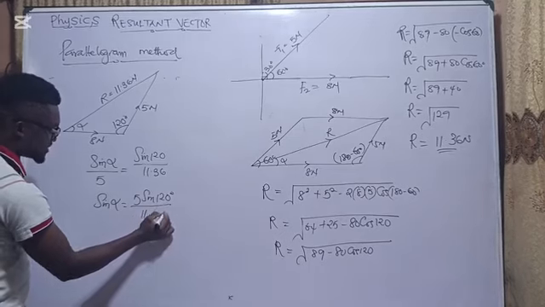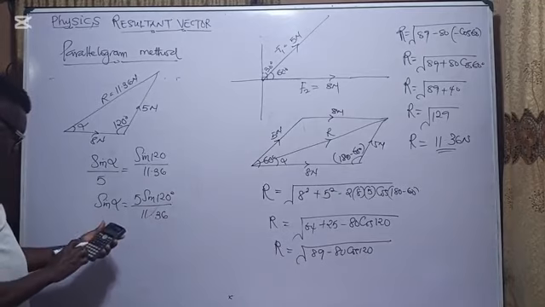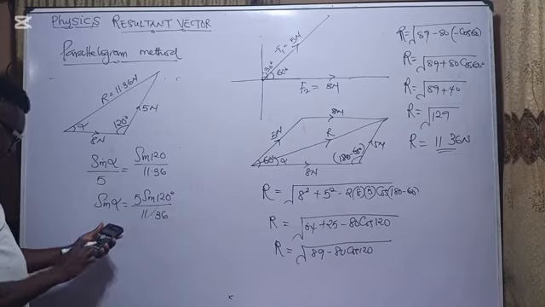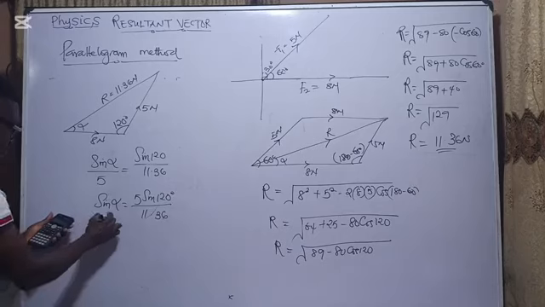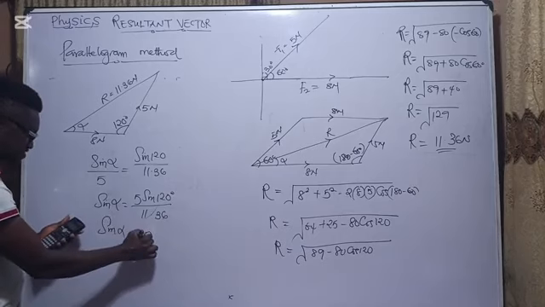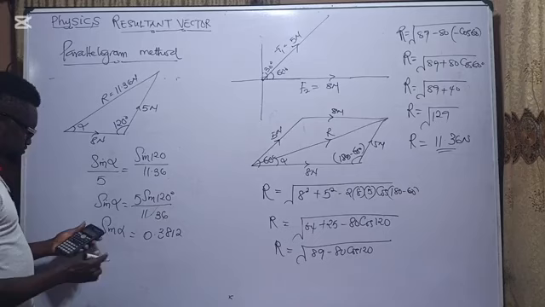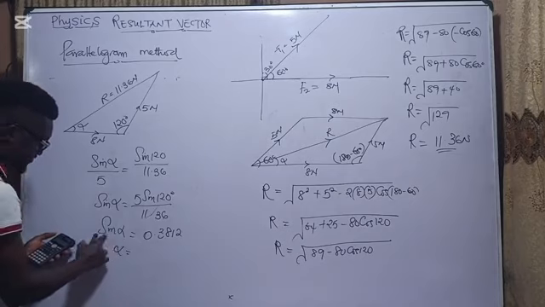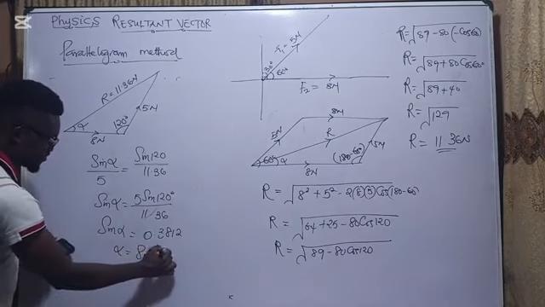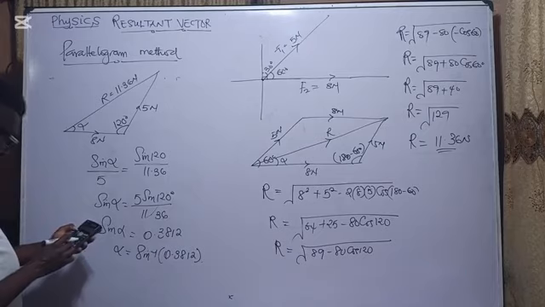Then all over 11.36. Now, if you simplify this, 5 sine 120 divided by 11.36, we are going to have 0.3812. Then we take the sine inverse. If this sine should cross the equality sign, we have sine inverse of this. So what will be the sine inverse?